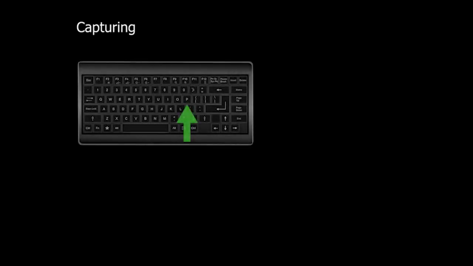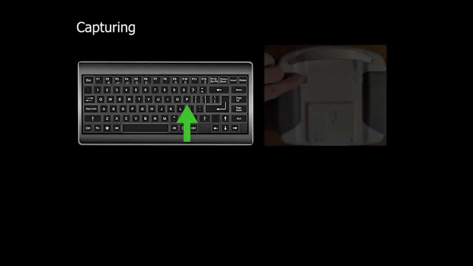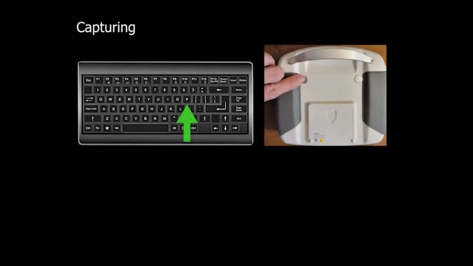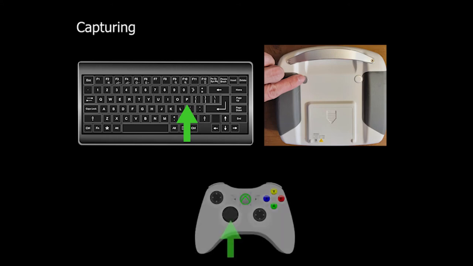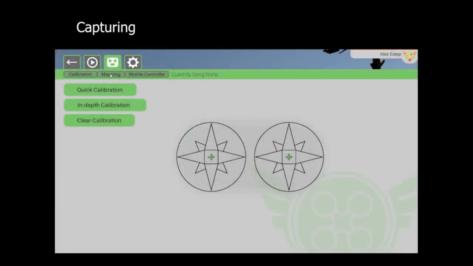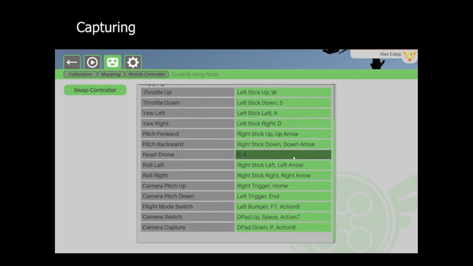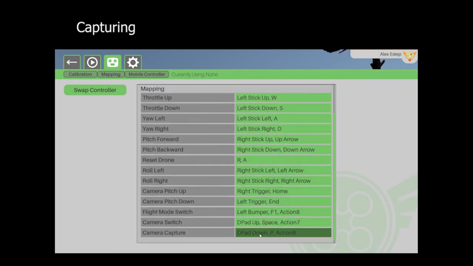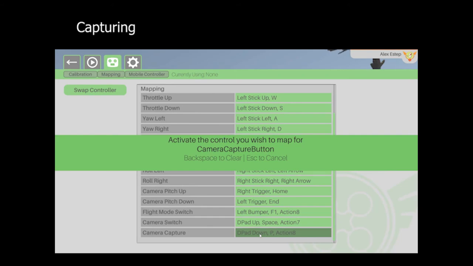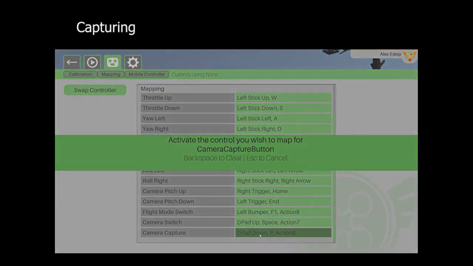By default, the Capture button is P on the keyboard, the underside right button of the FSI-6S controller, or the down button on the D-pad on a gamepad. If you wish to change this configuration, you can do so in the Controller Mapping menu in Zephyr. You will only get one capture attempt per objective in the test scenario, so it's important to make sure you are aligned before capturing the image.